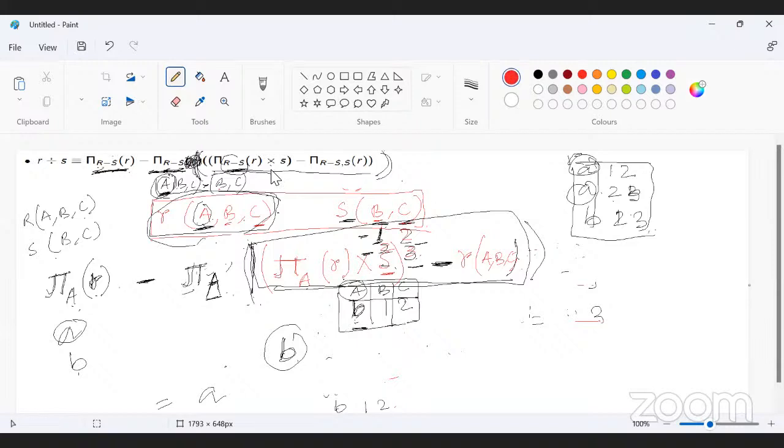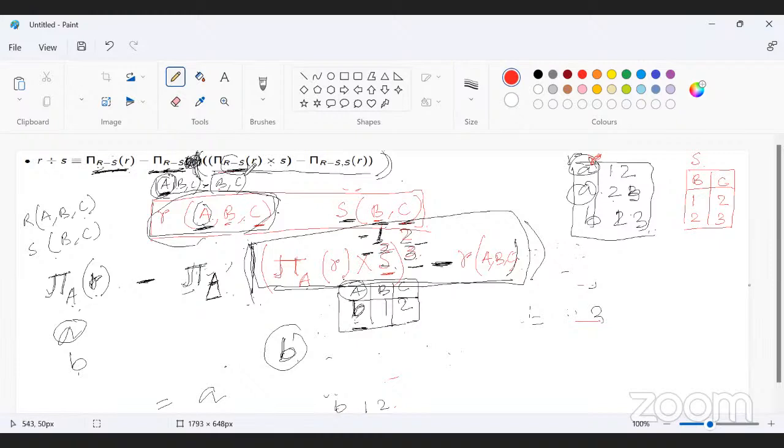This is the R relation, and this is the S relation. B, C. So that is 1, 2, 2, 3. So what is the confusion in which part?